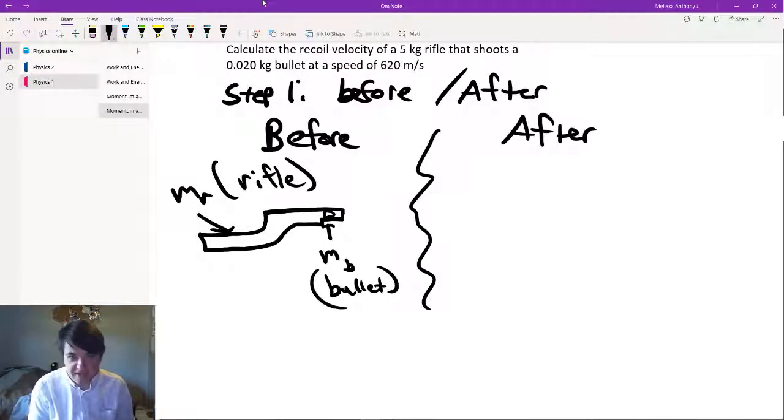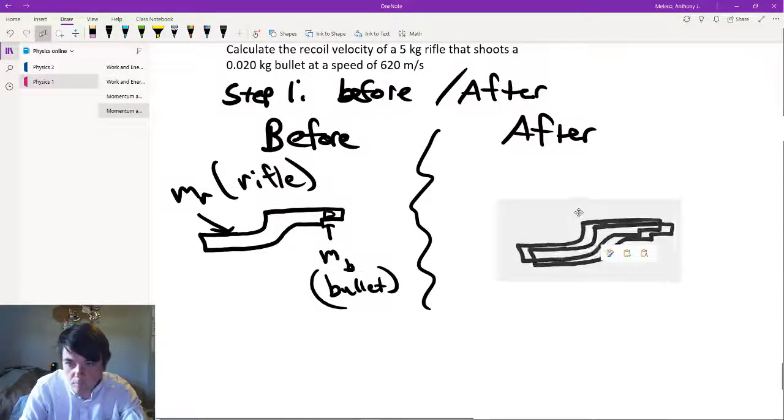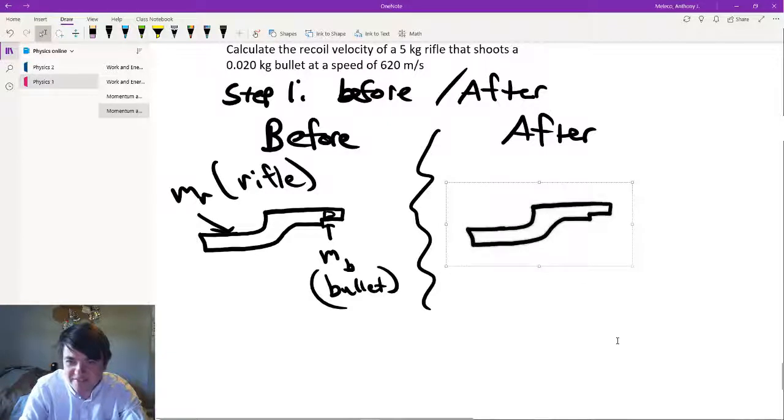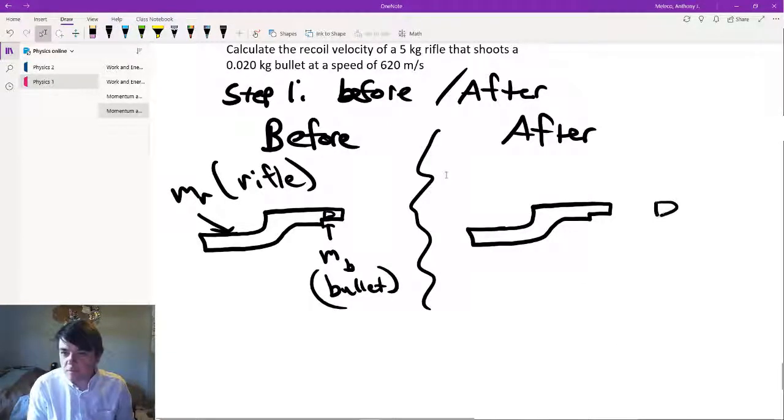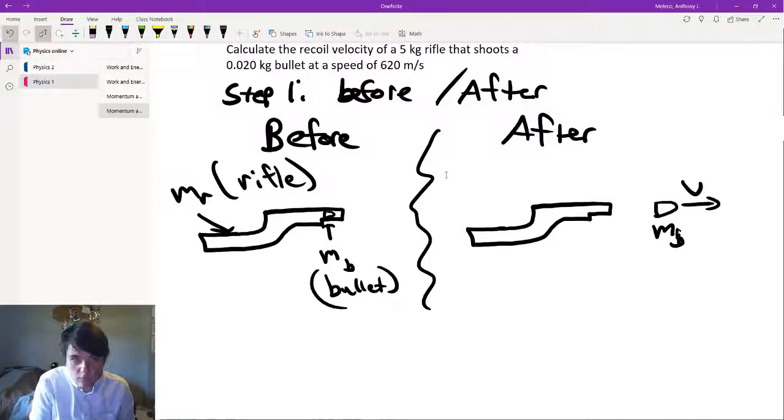And then what happens afterwards is the bullet will be shot and move at velocity v. Still have MB, and then MR.